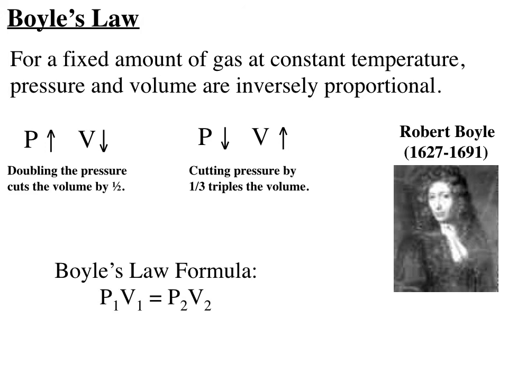This was described by Robert Boyle way back in the 1600s, and it's known as Boyle's law. Pressure and volume are inversely proportional for a fixed amount of gas at constant temperature, and that means exactly inversely proportional. Doubling the pressure will cut the volume by 1/2. Cutting the pressure by 1/3 will triple the volume. Now in numeric form, Boyle's law states that P1 V1 equals P2 V2.